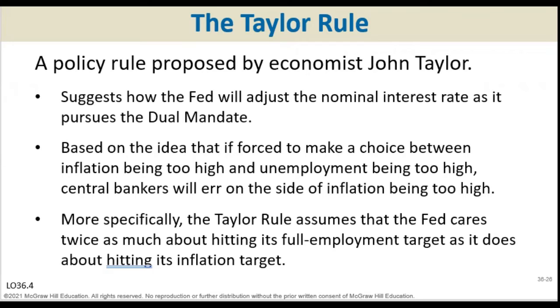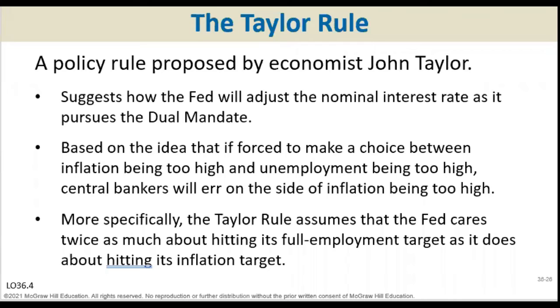The first rule is when the real GDP is equal to potential GDP and the inflation rate is at the target of 2%, the federal funds rate should be at 4%. The second rule is that for each 1% increase in real GDP above potential GDP, the Fed should raise the real federal funds rate by a half percentage point, 0.5%.